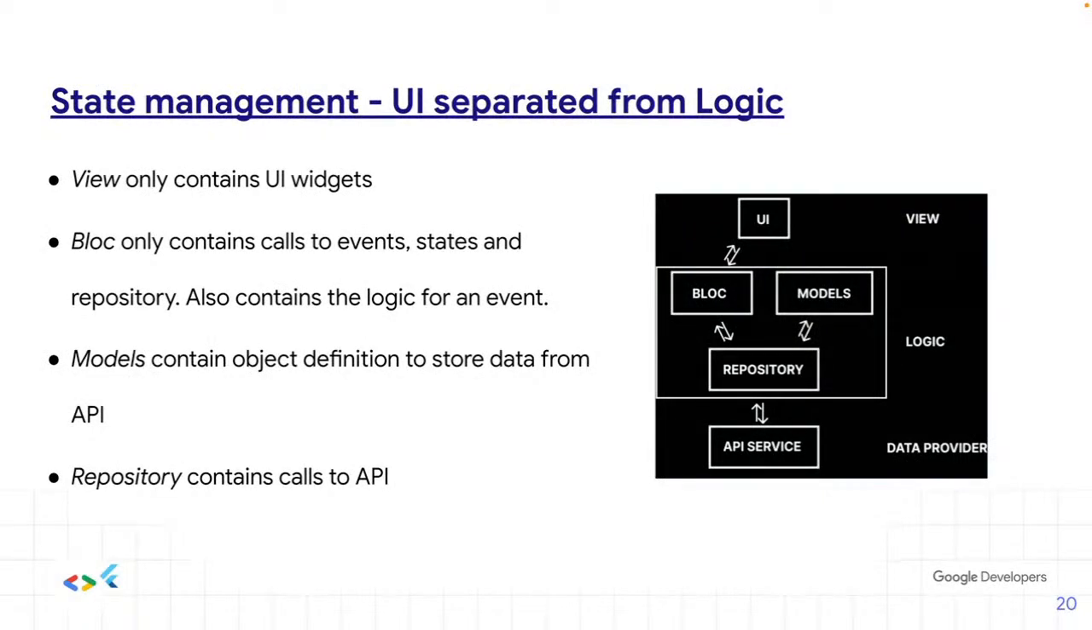So the BLoC, models, and repository. From the UI, if I click on the login button, the email and password will be passed to the API. The API is then called, and the response comes back to the UI, right? So that's when you're logged in. Now, all of the API calls should never be in the UI. They should always be in the logic, which is either BLoC, models, or repository. BLoC is where you add the calls to the API. Models is where you store the data, and repository is where the actual API calls are.